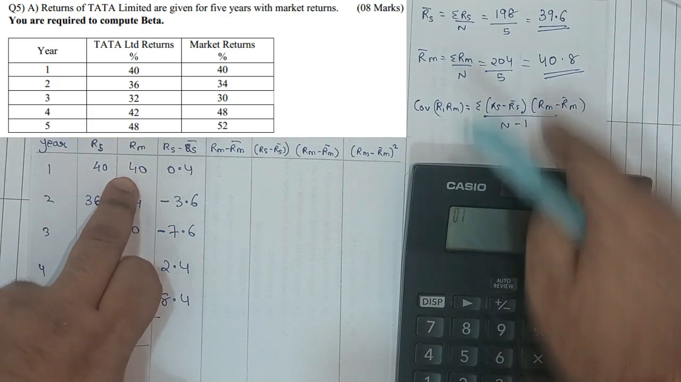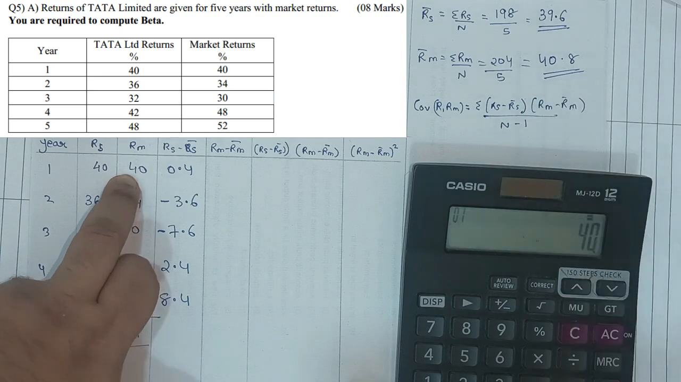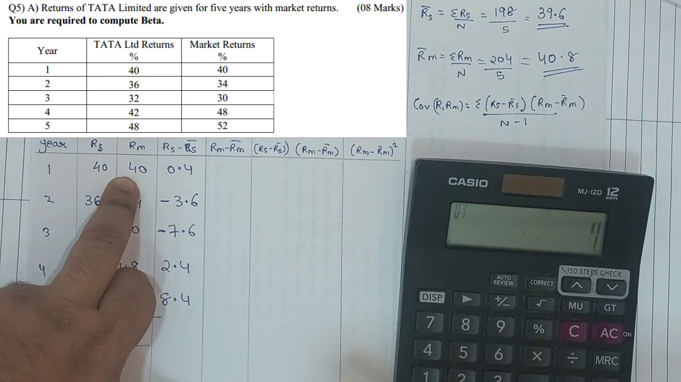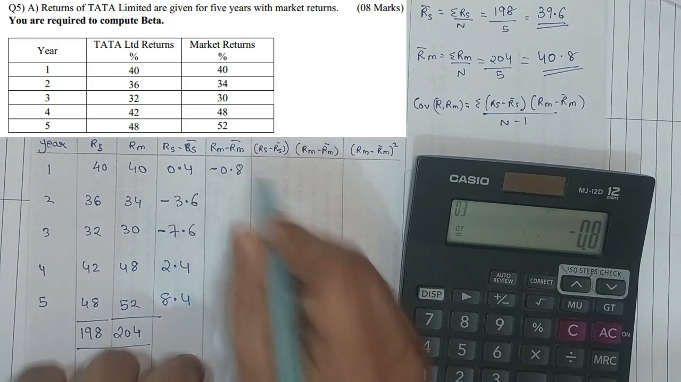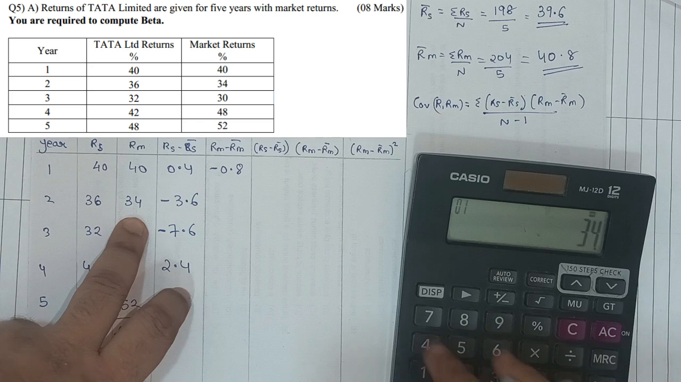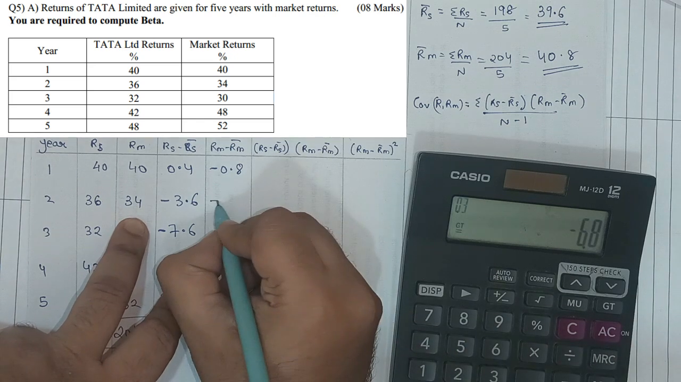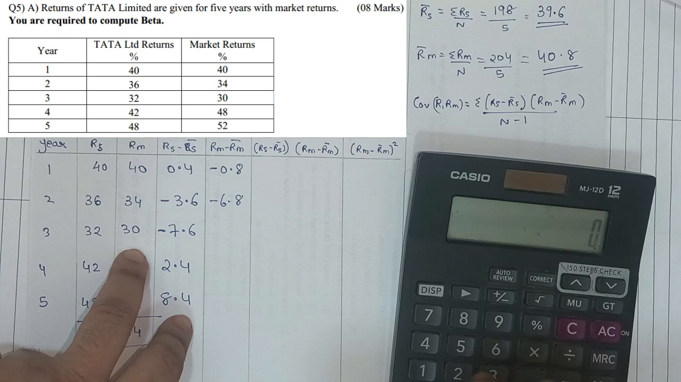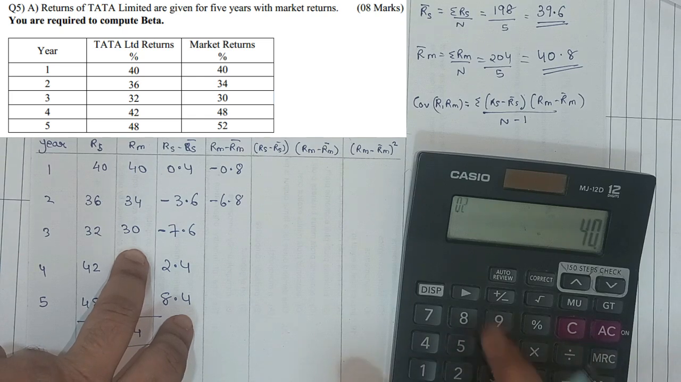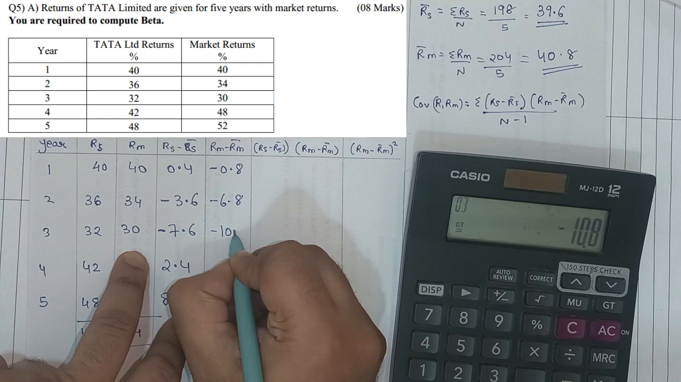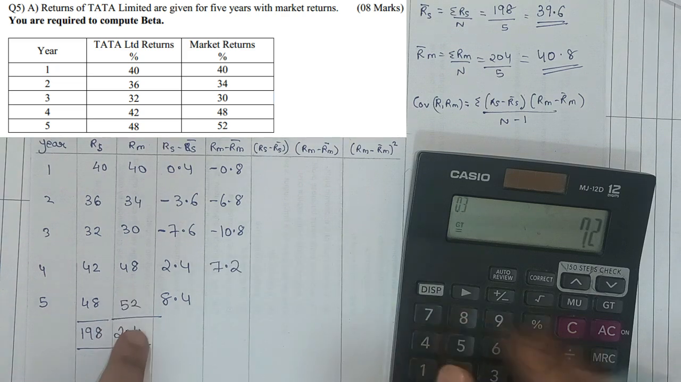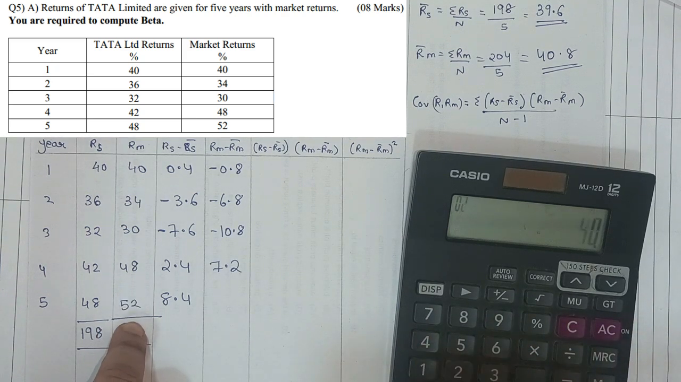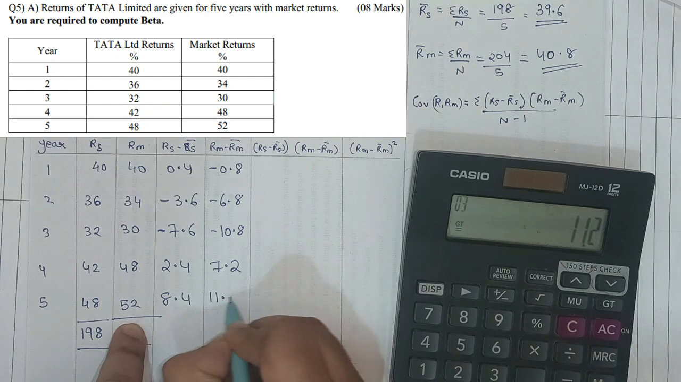Next, 40 minus the RM bar, so that is 40.8. So 40 minus 40.8 is negative 0.8. 34 minus 40.8 is negative 6.8. 30 minus 40.8 is negative 10.8. 48 minus 40.8 is 7.2. 52 minus 40.8 is 11.2.